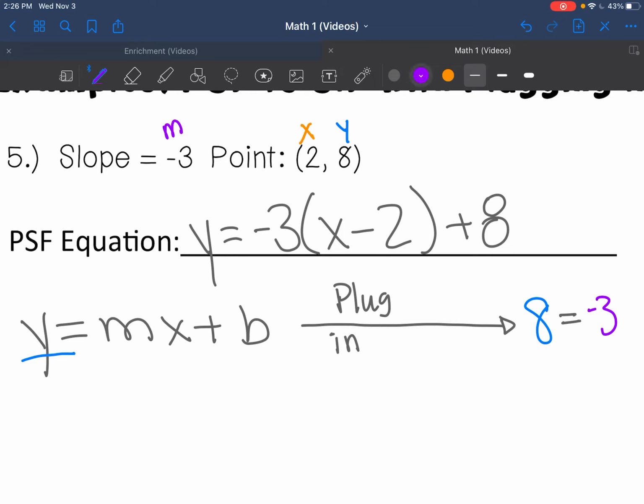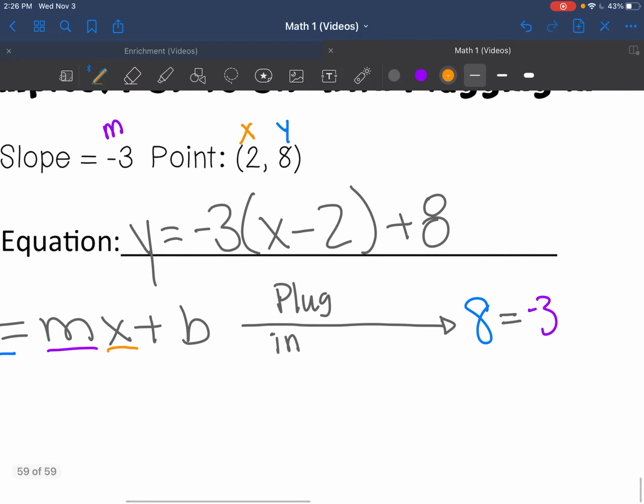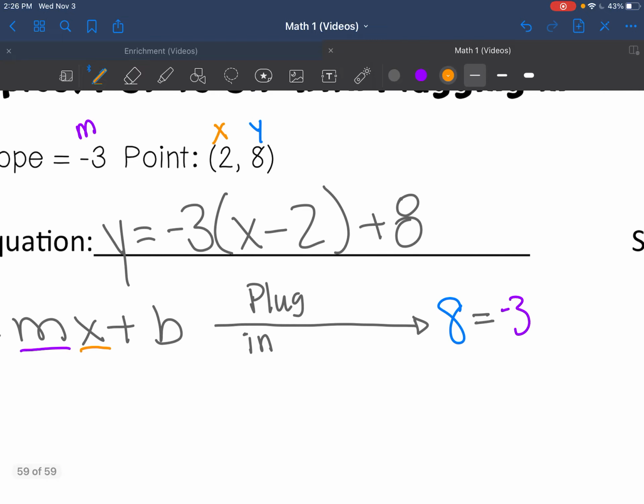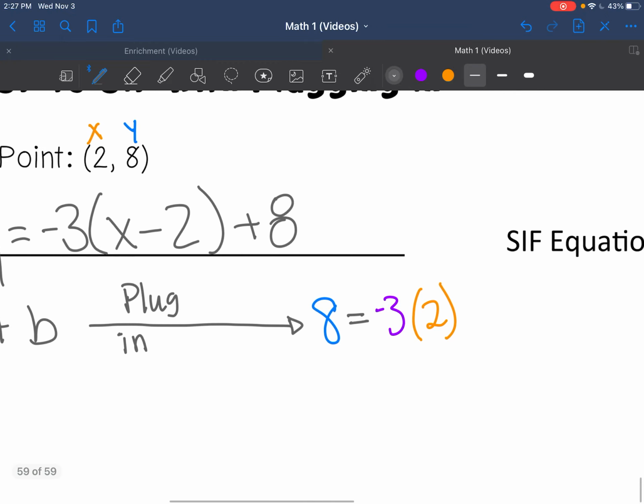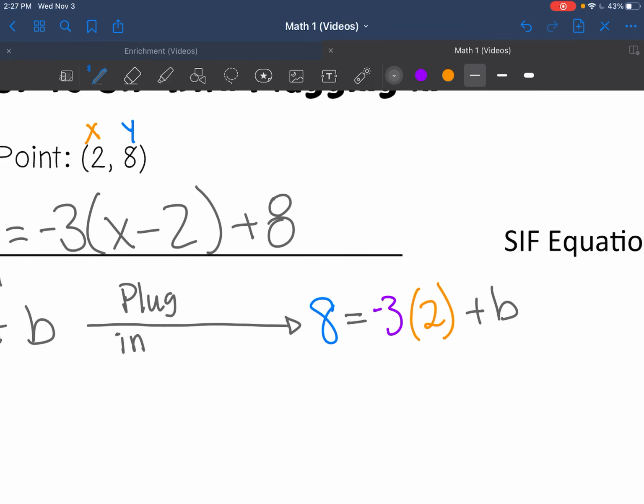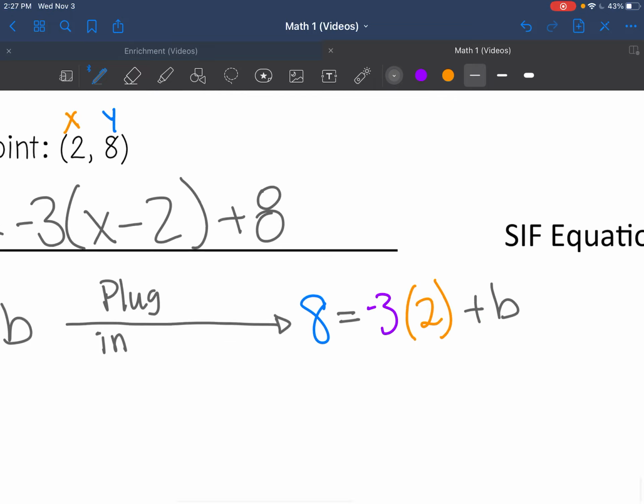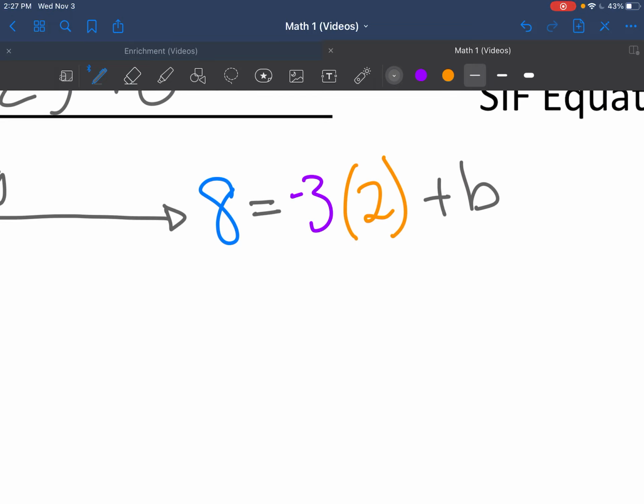And remember, this m and this x are being multiplied. So we have to represent it after we put it in the mathy part. So we have to represent it using multiplication with parentheses. So this says -3 times 2. And then we don't know what our y-intercept is, so that's what we're going to try and figure out, which is that b. So now in step 3, it says to do math stuff. So multiply the slope and the x. So our slope is -3, our x is 2, so -3 times 2 gives us a -6.